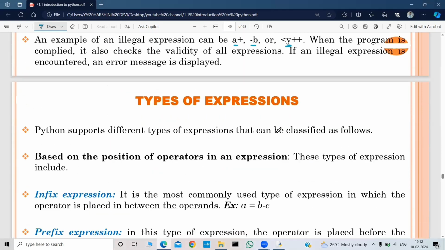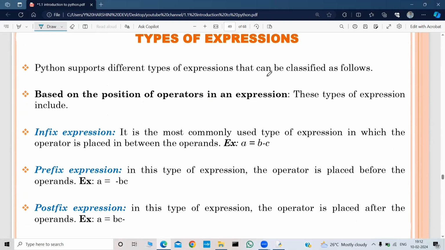And next, types of expressions. Python supports different types of expression that can be classified as follows. Based on the position of operators in an expression, these types include infix expression, prefix expression, and postfix expression. First one is infix expression. It is the most commonly used type of expression in which the operator is placed in between the operands.